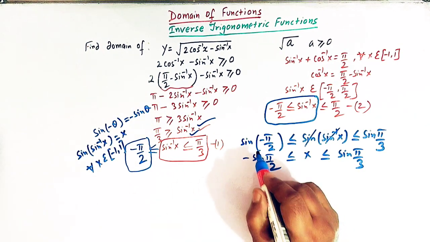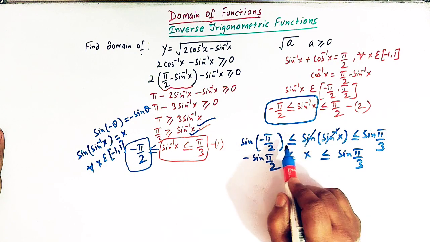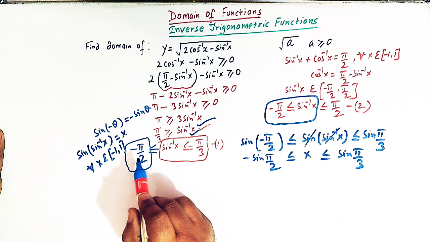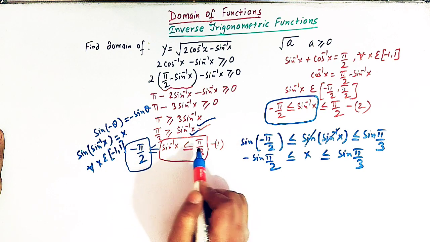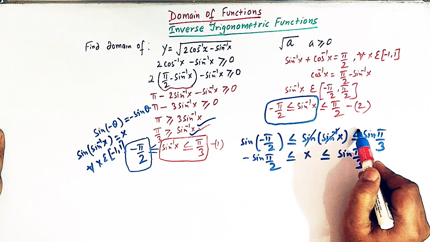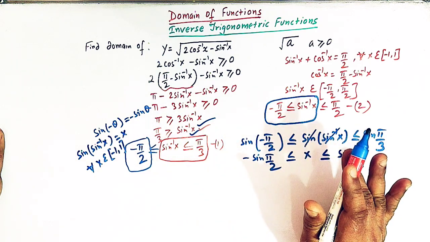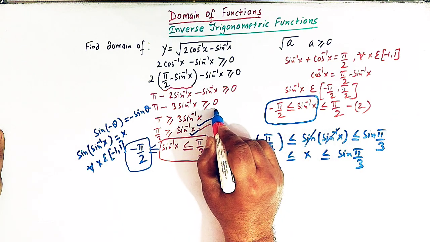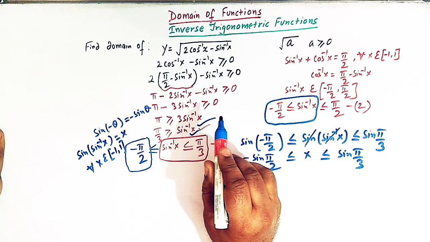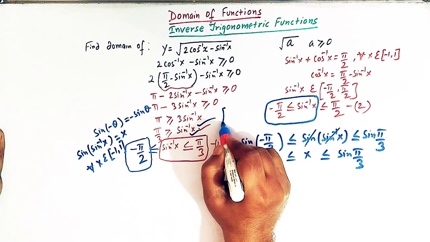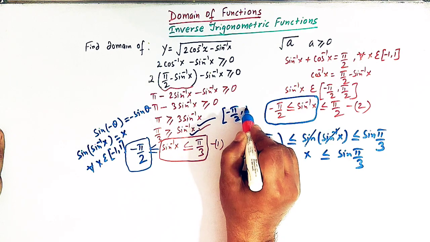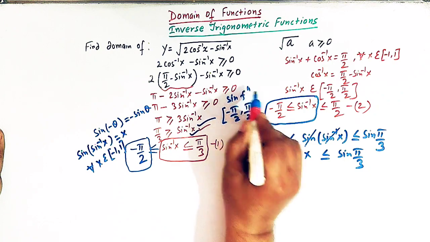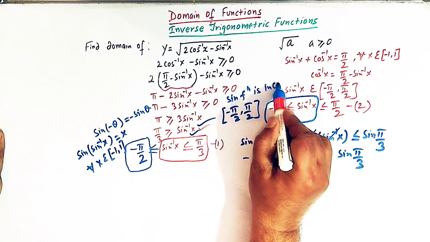So viewers, here we have also an important thing to note, that when we have taken the sine of all these three numbers, then the direction of the inequality doesn't change, right? So it remains the same, because the sine function is an increasing function in the interval minus pi by 2 to pi by 2, right? So sine function is increasing in this interval.